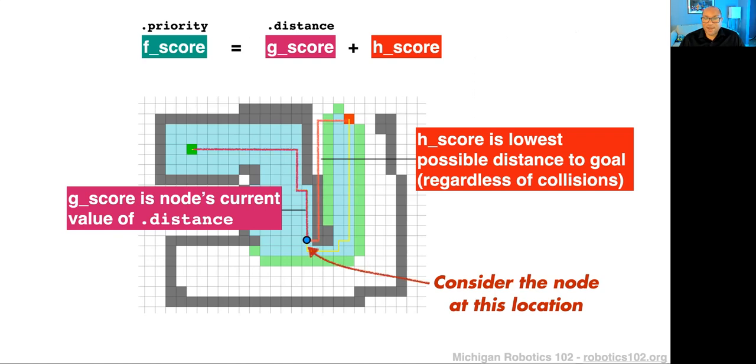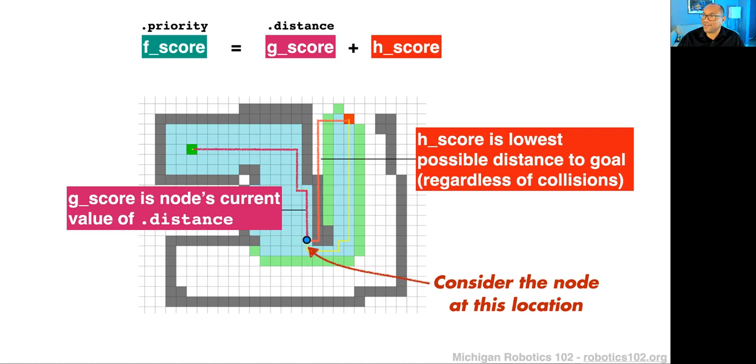If we look at other cases, if we consider a node at this location, we can have our path back to the start. It's important to note that our H score is going to be the lowest possible distance regardless of collisions. So we're not considering any collisions there. We're just saying, what's the quickest Manhattan distance?